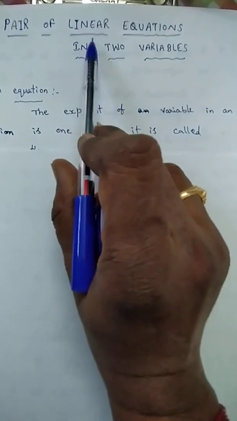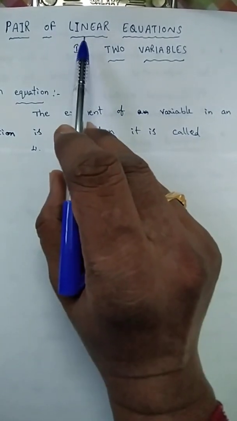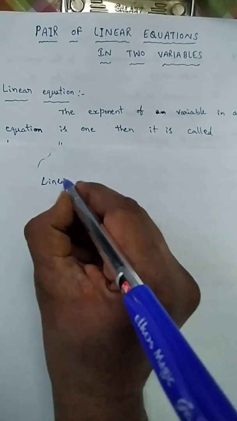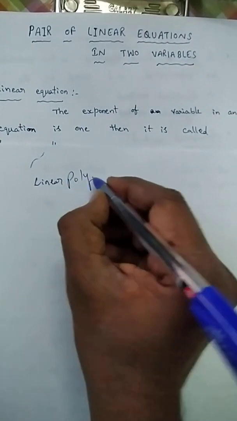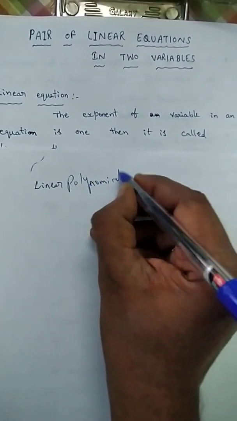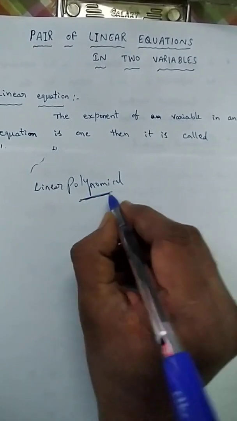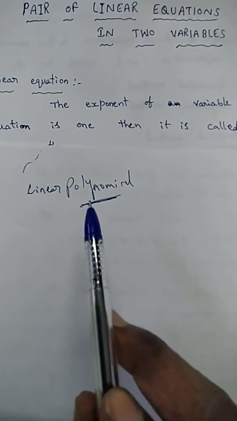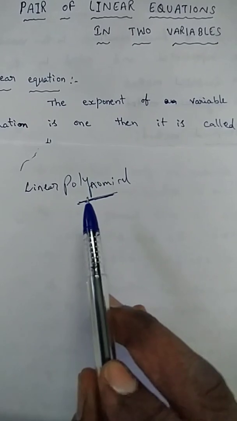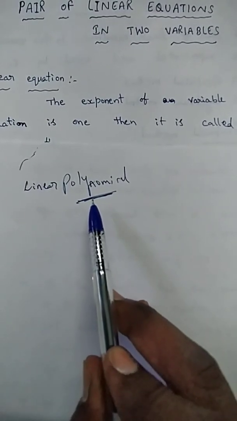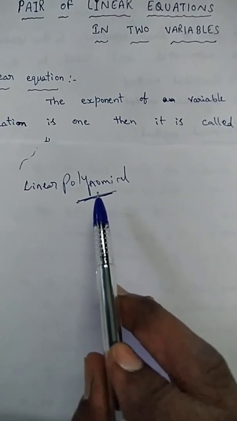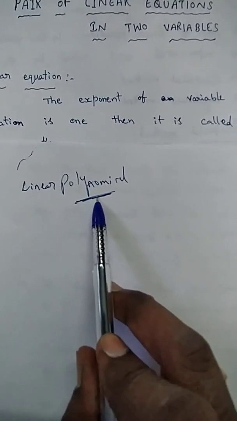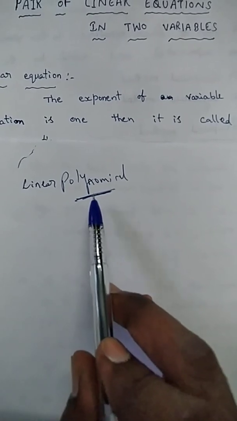So what is the definition of the linear polynomial first? Already we learned about the polynomial. In an algebraic expression, if the exponents of the variables are non-negative integral powers, then that algebraic expression is called a polynomial.